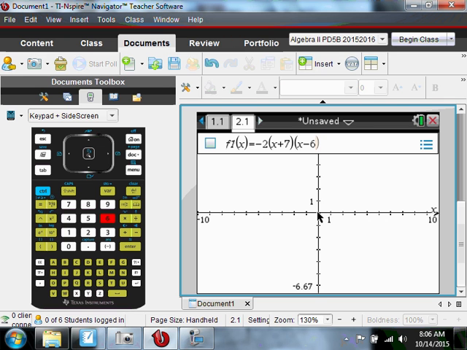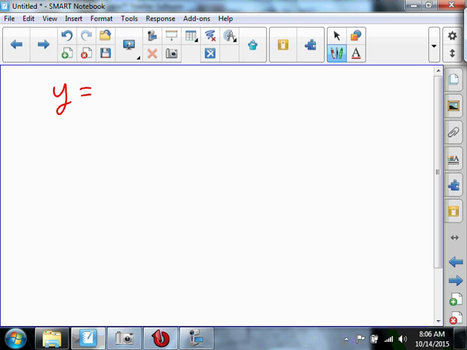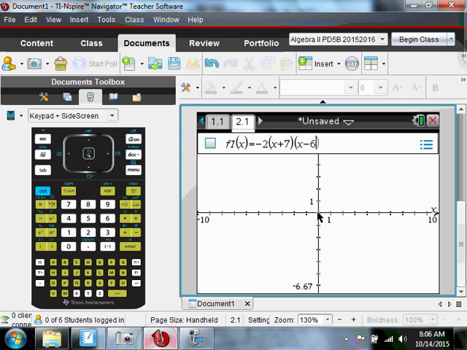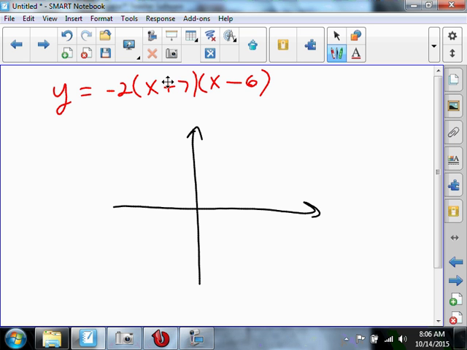Is this graph going to open up or down? I'm hearing up, I'm hearing down. Which way? It's going to open down. Remember, a is a. So here we're graphing y equals -2 times a group of x plus 7 times a group of x minus 6. We don't know exactly what the graph's going to look like, but we said it's going to open down, and if it's a stretch by a factor of 2, it's going to be a little bit narrower than the parent function. But we have no idea where it's going to be located, do we?